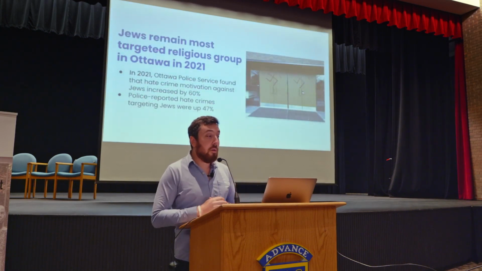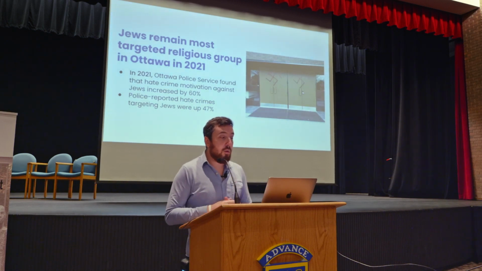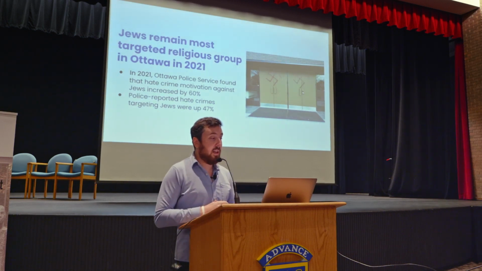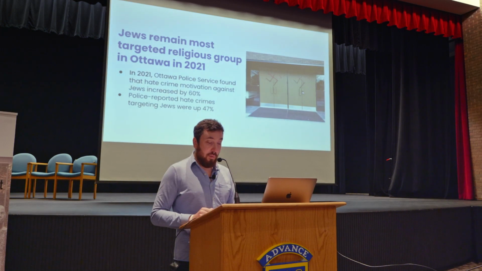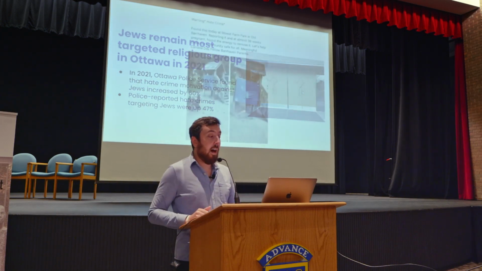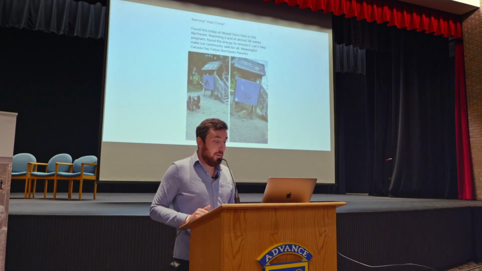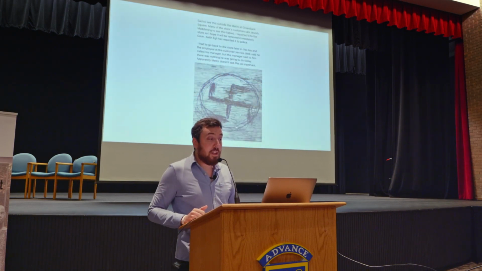So Jews remain the most targeted religious group in Ottawa too. In 2021, Ottawa Police Service found that hate crime motivation against Jews increased by 60%. Police reported hate crimes targeting Jews were up 47%. Here are a couple images that were shared with me in Ottawa. This is at a park in Ottawa where a swastika was painted on a child's play structure. This was outside the Metro at Greenbank Square last year.